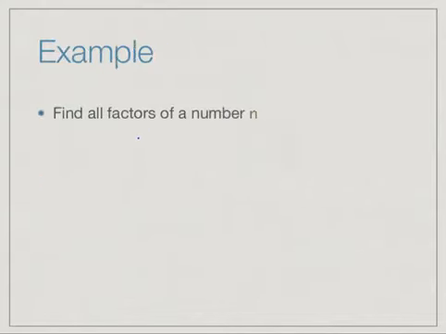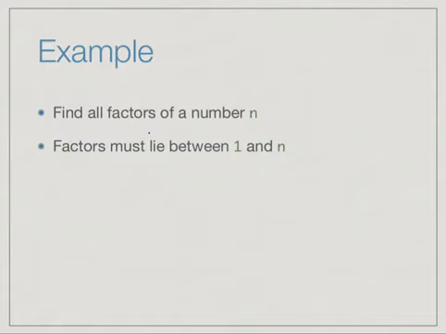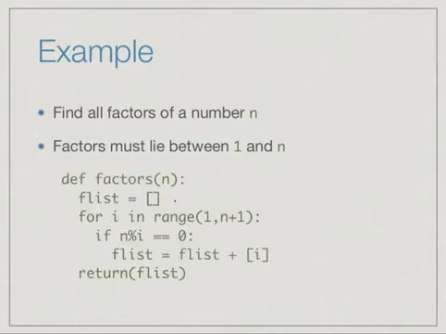So let's look at a simple example of this. Suppose we want to find all the factors of a number n, all numbers that divide n without a remainder. As we recalled when we did GCD, all the divisors or factors of a number must lie between 1 and n. We cannot have any number bigger than n which is a factor of n. So one simple way to check the list of factors is to try every number from 1 to n and see if it divides. So here is a very simple function for it.